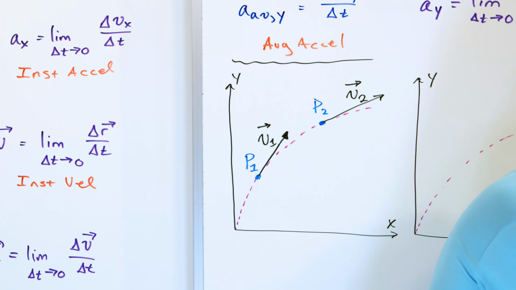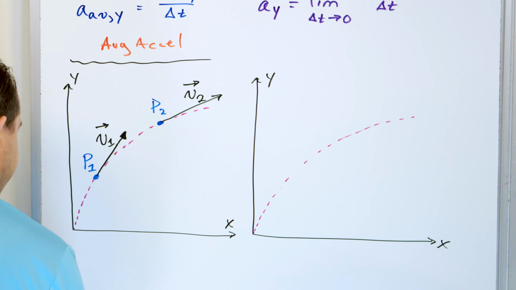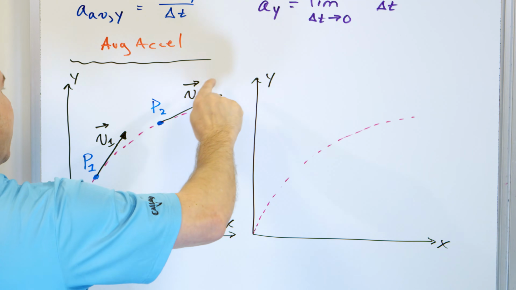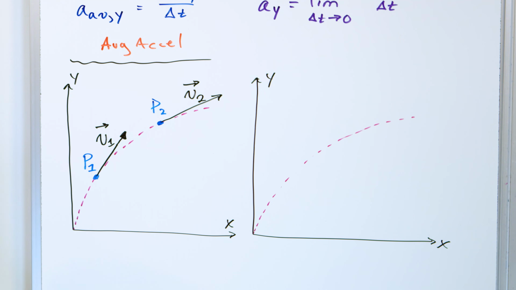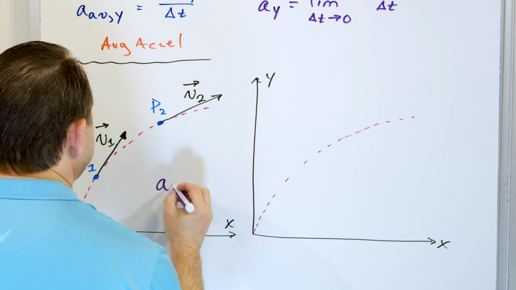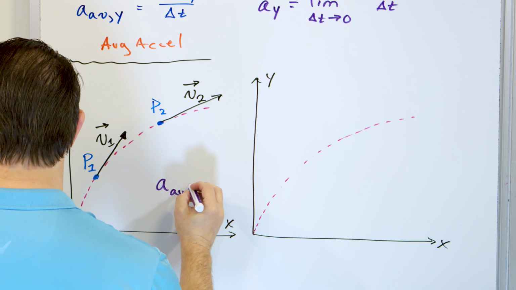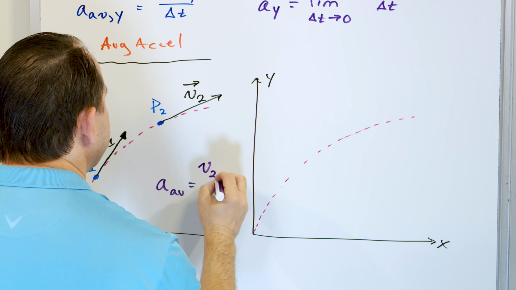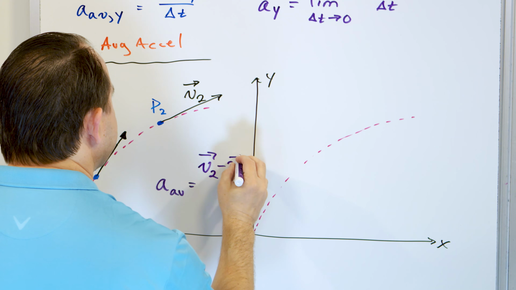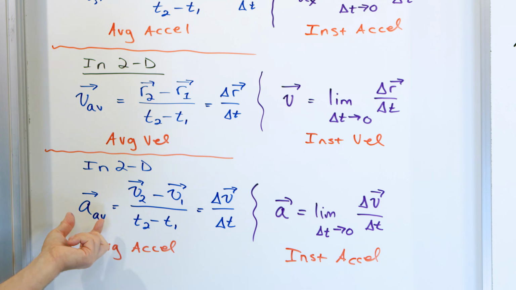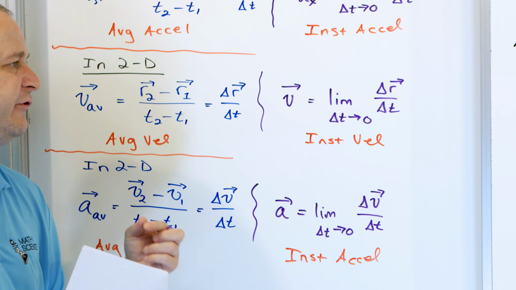So hold that in the back of your mind, because we're going to be talking a lot more about that in just a minute. But here is why the velocity is tangent. That's the direction it would go if I cut the string at that point. Now what we want to do is calculate the average acceleration between these two points. We said that it's the v2 vector minus the v1 vector over t2 minus t1. The average acceleration is the change in velocity divided by the change in time.